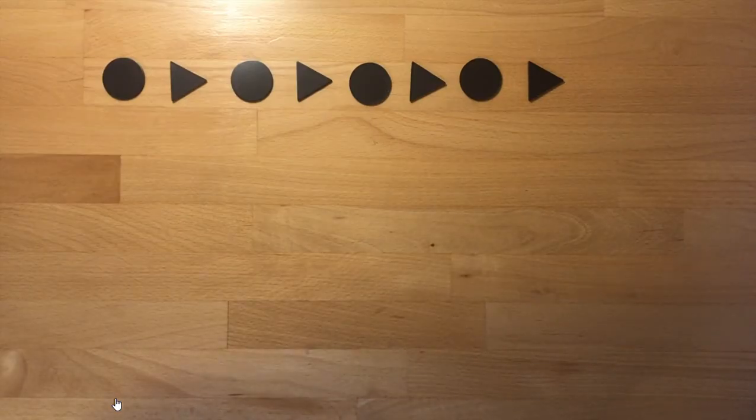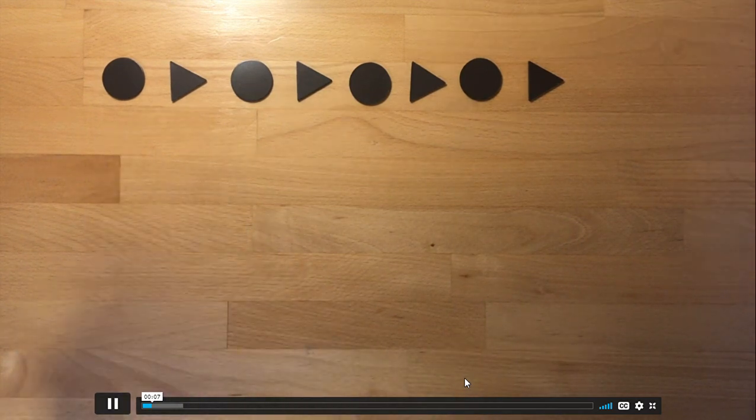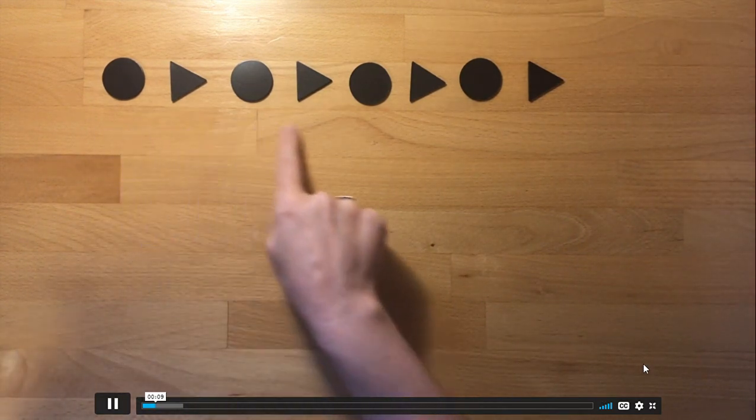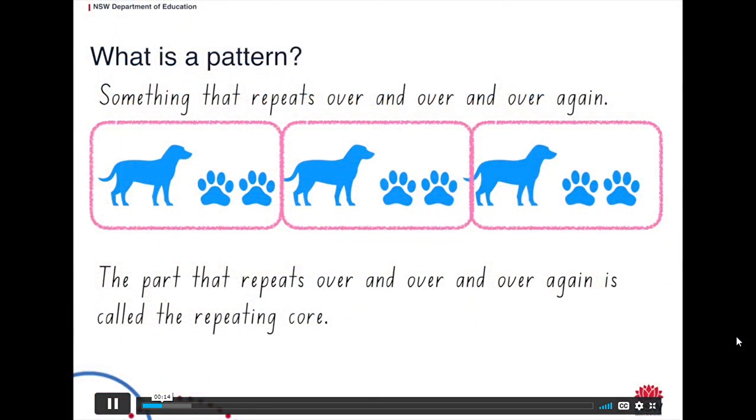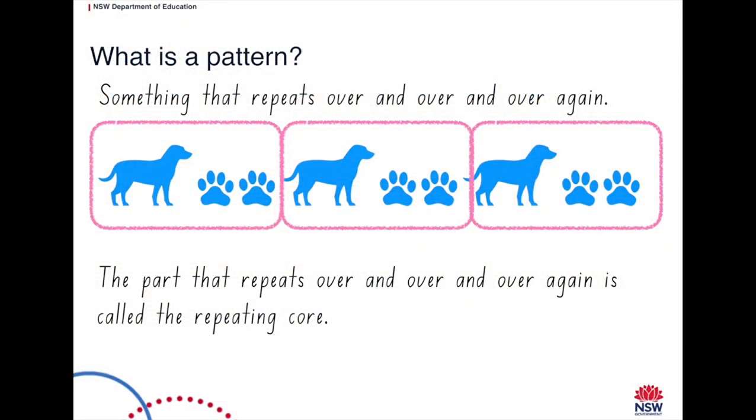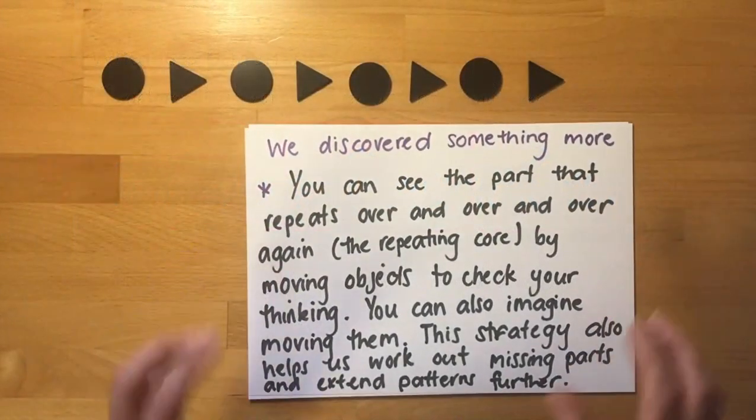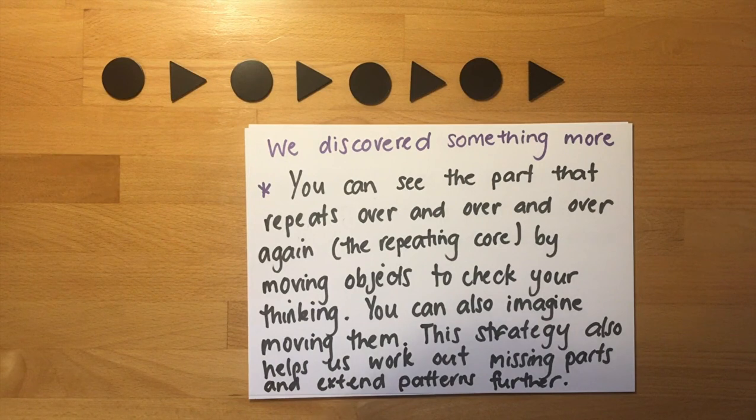Welcome back, little mathematicians. I can already see you thinking about this pattern that you can see here. Or in fact, is it a pattern? Because we know we've discovered a few things about patterns. One is that it has a repeating core, and this is the part that repeats over and over and over again. Last time we were together, we were playing around with how we could work out what our repeating core is, and we discovered that you can see the part that repeats over and over and over again, the repeating core, by moving objects around to check your thinking.